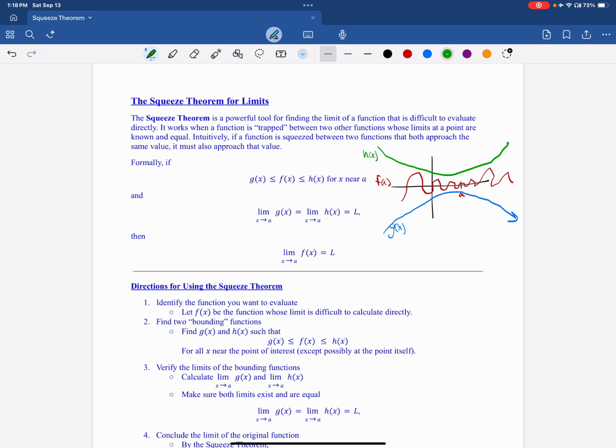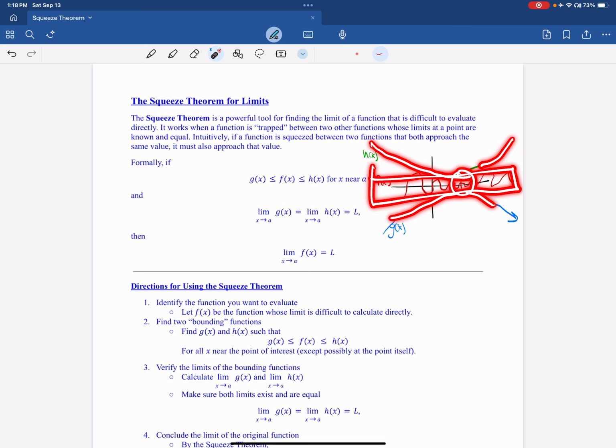Then we have another function above it, h of x, looks something like this right here, and we know about that one. And the idea is, if h of x is always bigger than f of x, and g of x is always smaller than f of x, and we know that these two functions both have the same limit at this value, then that middle function, that trapped function, also has to have that same value.